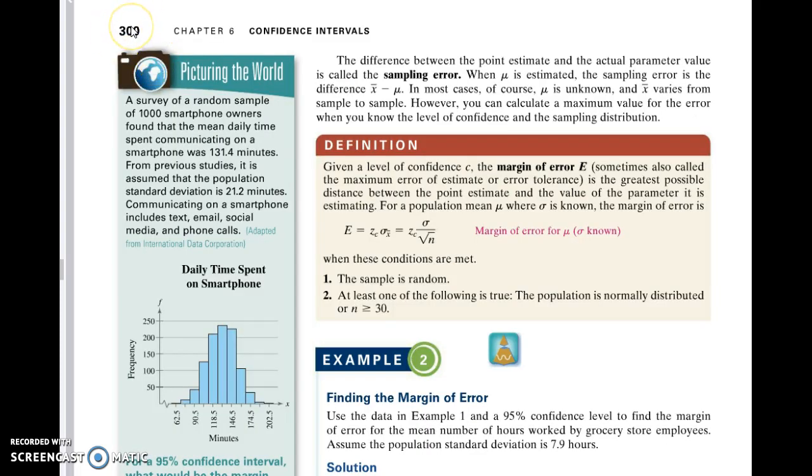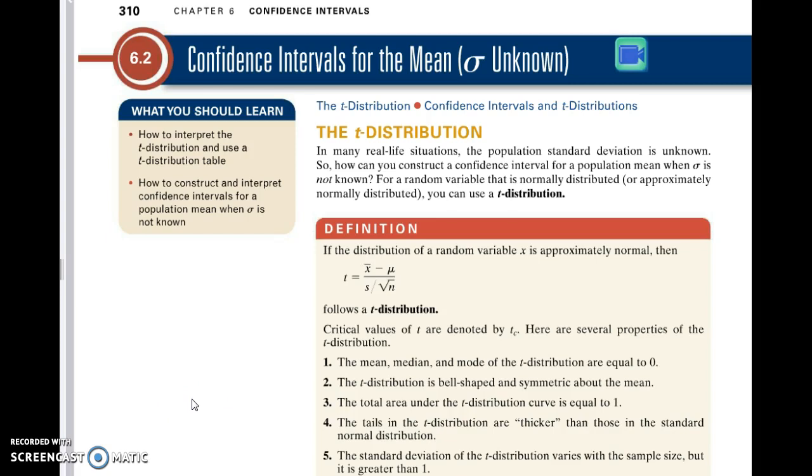If you recall back on page 300, our previous formula for finding the margin of error included the population standard deviation. So if we don't know that information, we have to come up with a new formula. Not only do we use a new formula, but we actually are going to start using what's called the t-distribution instead of the normal distribution.